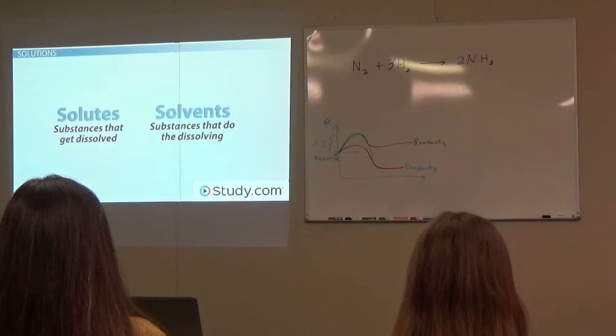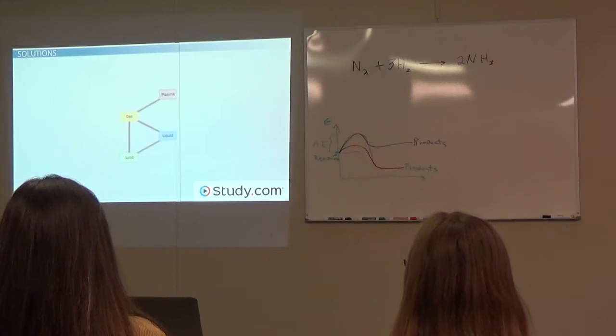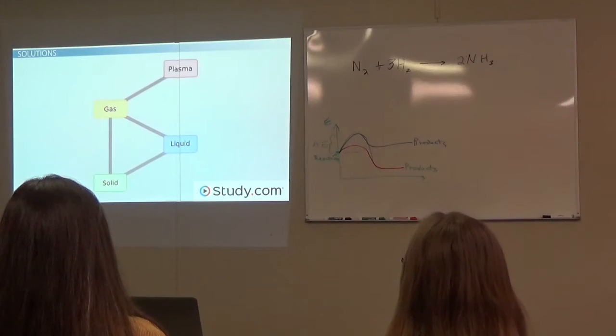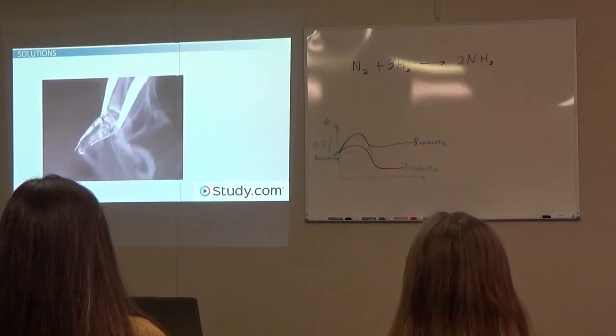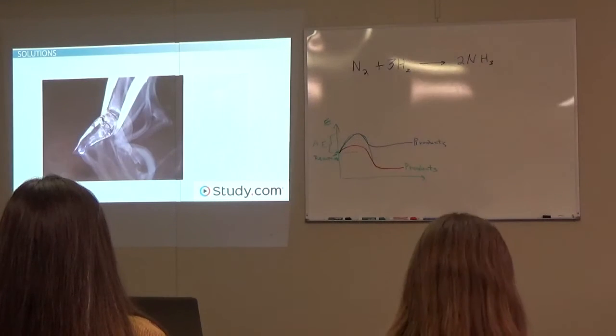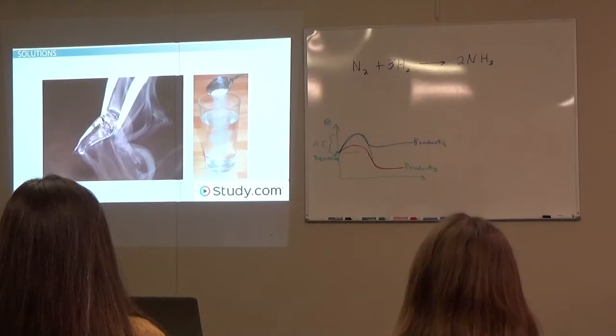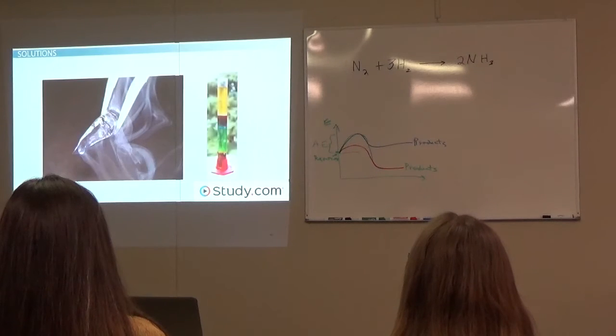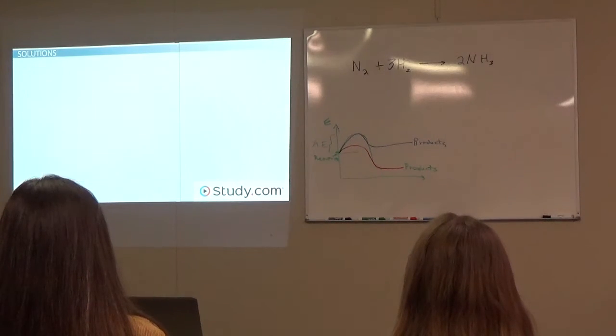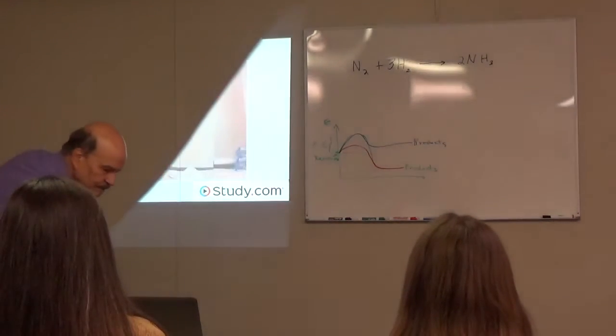Solutes are substances that get dissolved. Solvents are the substances that do dissolving. Solutions can be made up of any 2 phases of matter. Solutions may be made up of gases dissolved in gases, or solids dissolved in liquids, or liquids dissolved in liquids. Most of the time, solutions are made up of a solid solute and a liquid solvent.